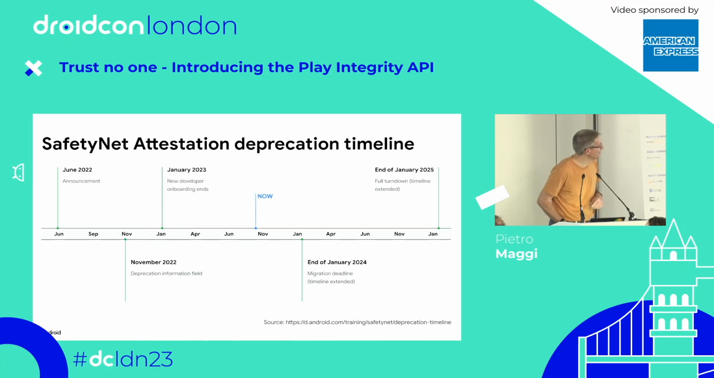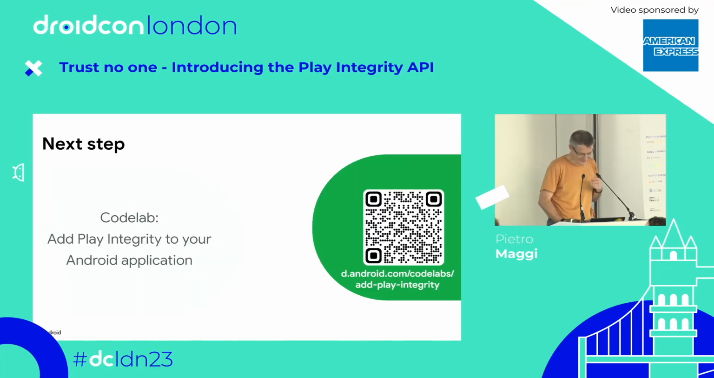We are here now. I was asking why I have this slide. Next step, we have a code lab. At this moment, it's still only covering the classic request. I'm behind on my schedule. But this shows how to integrate the API. It includes the project for the server side, a Kotlin project, a native project, and a Unity project.